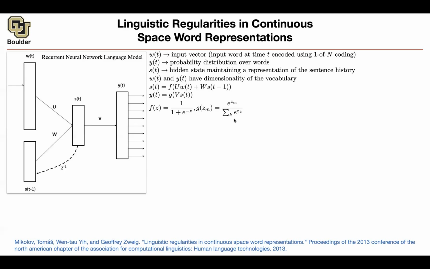So this has to be less than 1. And if you sum this over Zm, this is going to add up to 1, because the numerator is going to cancel with the denominator. And that's how you make sure that you get a probability distribution out. But we are not done yet.